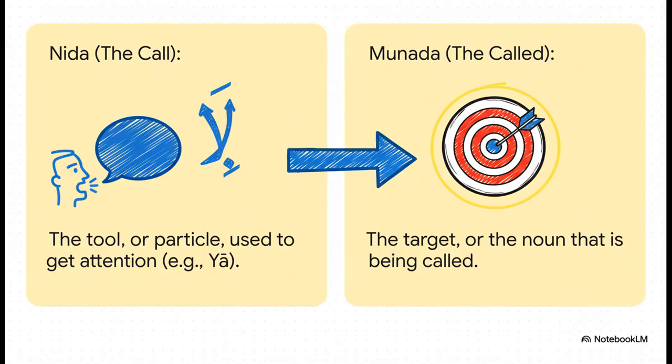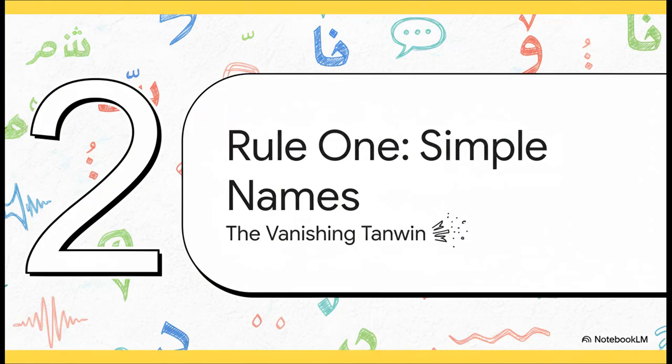So, to put it really simply, the nida is the tool, the munada is the target, ya is the particle you use, and the noun that comes right after it is the one being called. This whole relationship is the foundation for everything else. Got it? Good. All right, let's get to our very first rule.